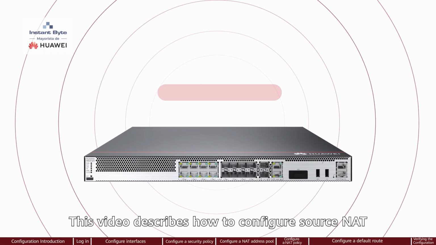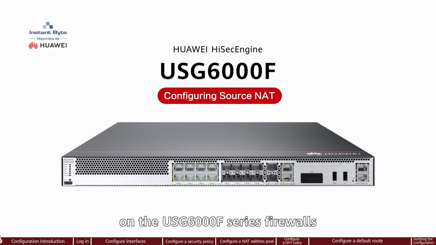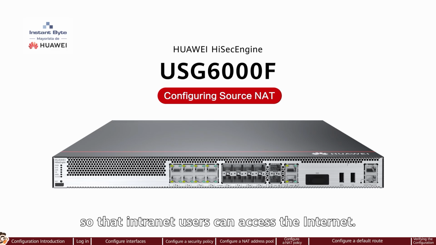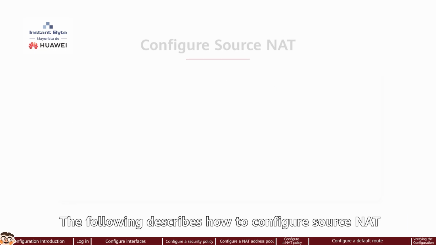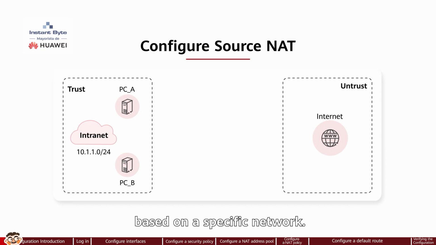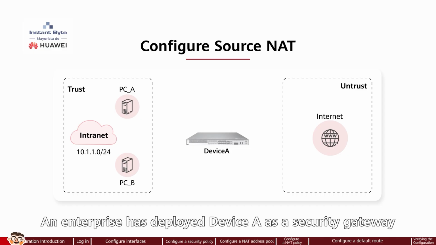This video describes how to configure SourceNet on the USG6000F series firewalls so that Internet users can access the Internet. The following describes how to configure SourceNet based on a specific network. An enterprise has deployed device A as a security gateway.